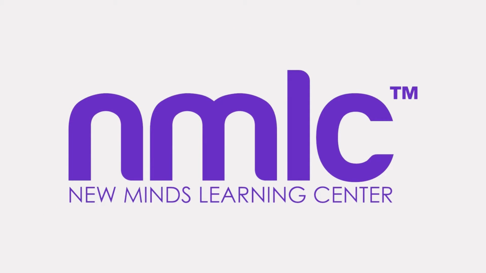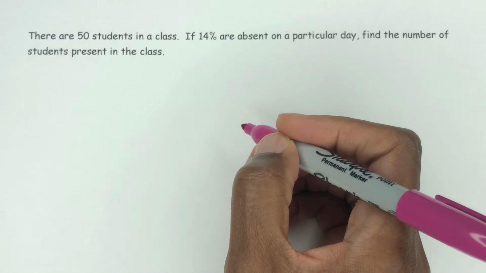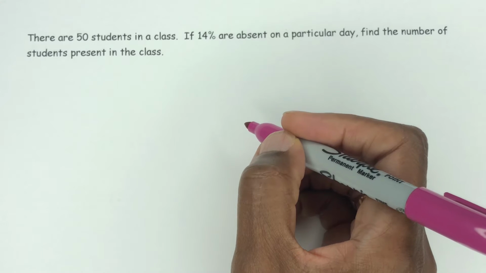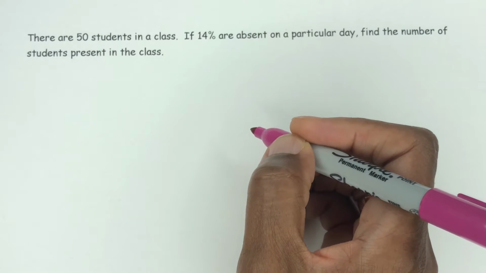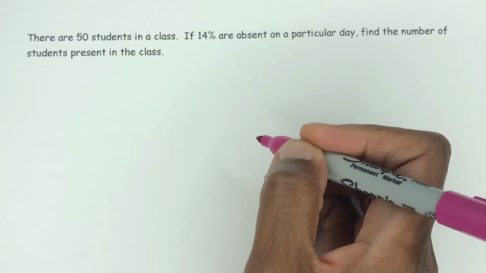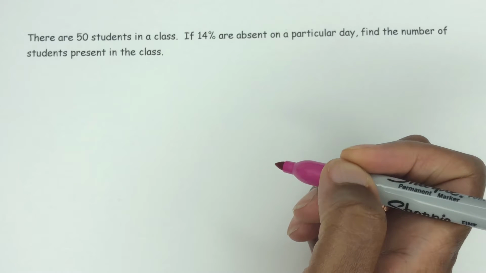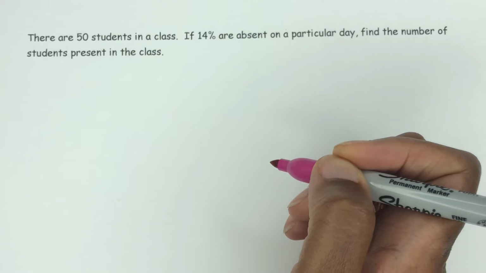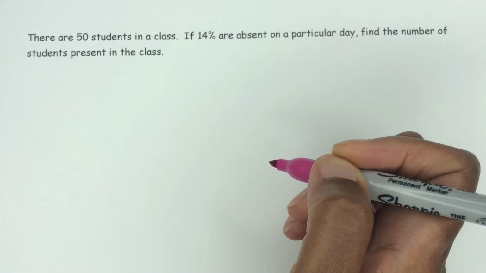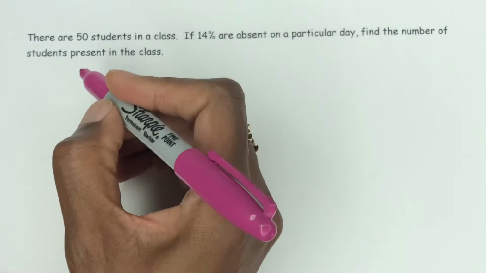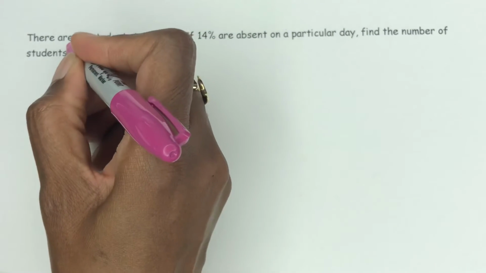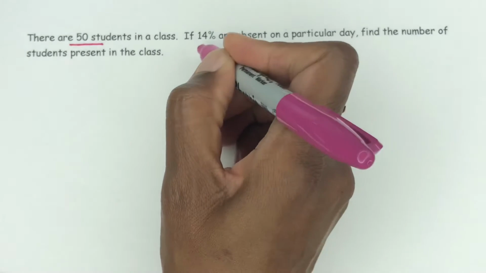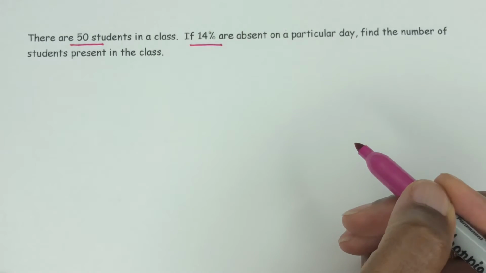So let's get straight in and read this word problem. There are 50 students in the class, and if 14% are absent on a particular day, find the number of students present in the class. Okay, so here's what we see. We see 50, so we're going to underline that, 50 students, and 14% are absent.